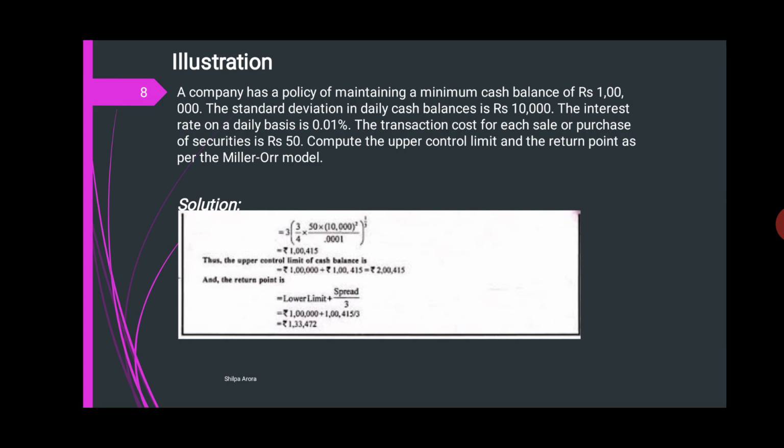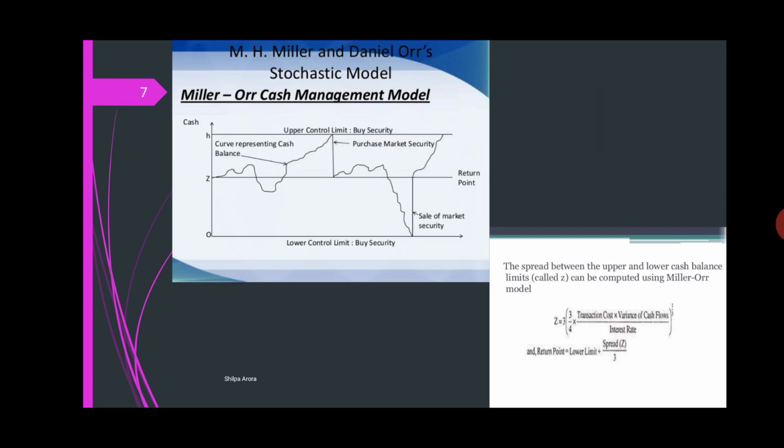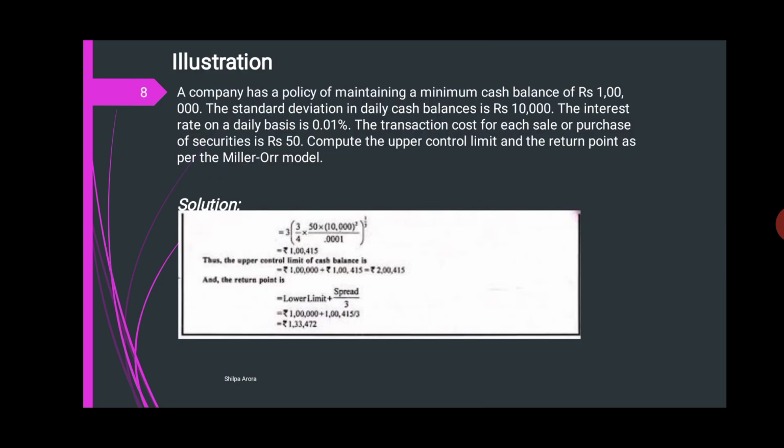So put the required figures in the formula, and here the return point is 1,33,472. The upper limit is found with the help of the formula of 3 into 3 by 4 into the transaction cost into variance of cash flows divided by the interest rate. The interest rate is 0.01%, which can be written as 0.0001. So this way you can calculate the Miller-Orr model.